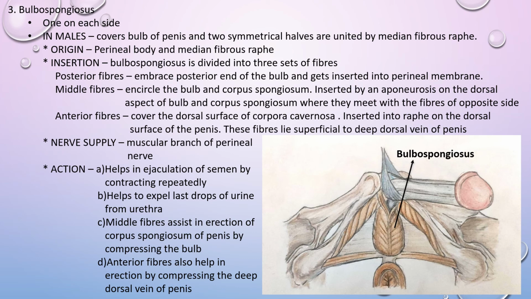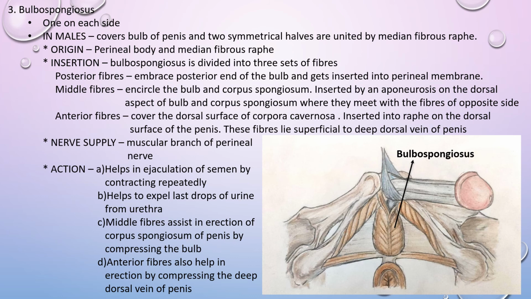Coming to the last muscle of the superficial perineal pouch, that is the bulbospongiosus. This muscle is two in number, one on each side. We are going to see this bulbospongiosus in males and females separately. First, we will take up the muscle in males. It covers the bulb of penis and two symmetrical halves are united by a median fibrous raphe. In this diagram, you can appreciate the muscle. It covers the bulb of the penis in the midline. In the midline of the muscle, you can appreciate the median fibrous raphe.